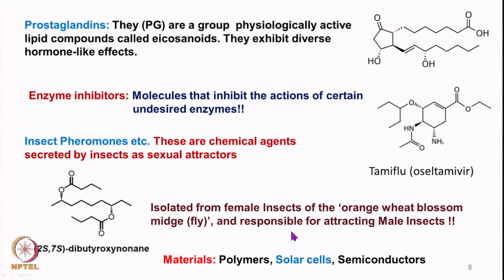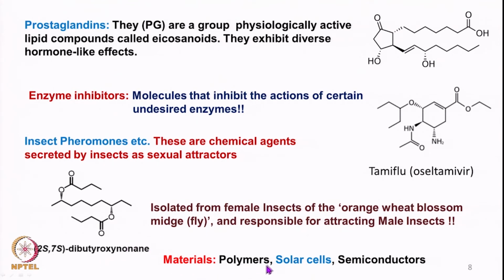So, basically these are all molecules which can attract the female or male insects depending on which one we are using, and of course, instead of spraying the insecticide over the entire field and spoiling the wheat in this particular case, we can avoid spoiling the wheat.